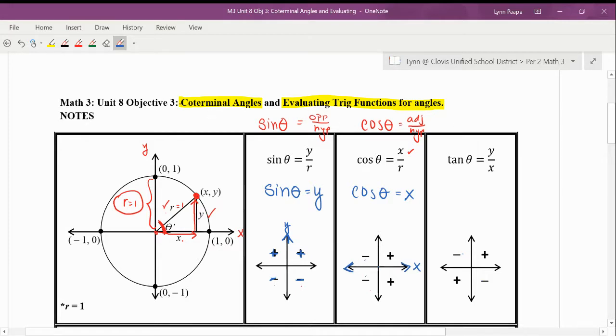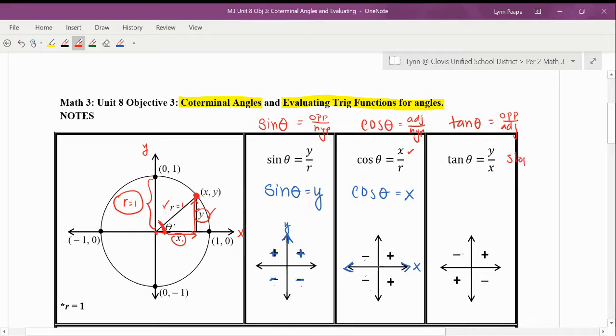And then finally, for the last one, tangent. SOHCAHTOA: tangent is opposite over adjacent. The opposite side is the y value, adjacent is the x. So that's where we get tangent of theta is equal to y over x. Unfortunately, x and y are not the radius, so we can't simplify it anymore. Other than that, we know that y over x is a lot like our slope, isn't it?